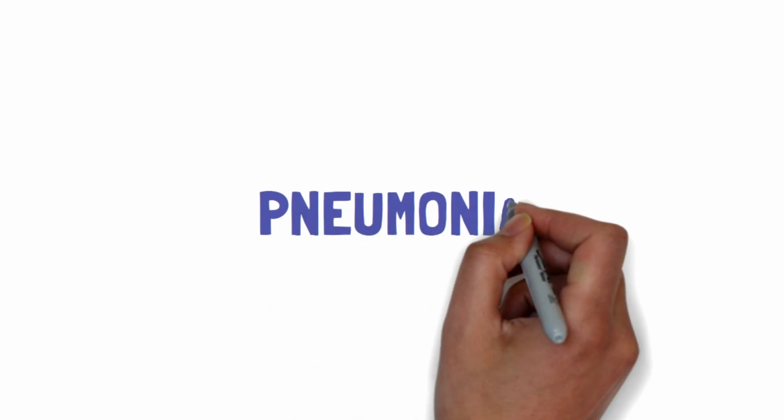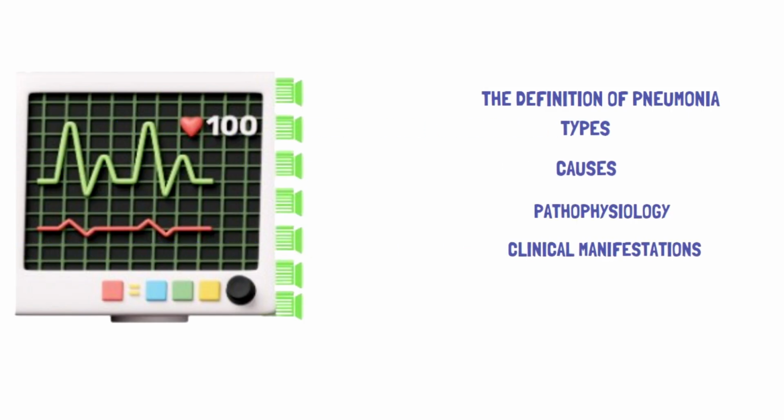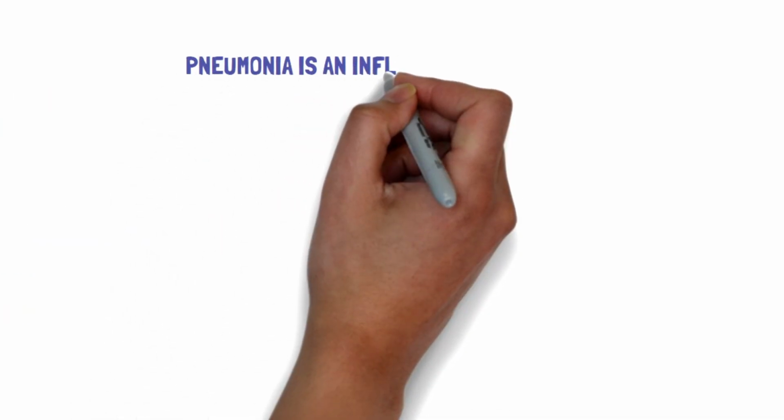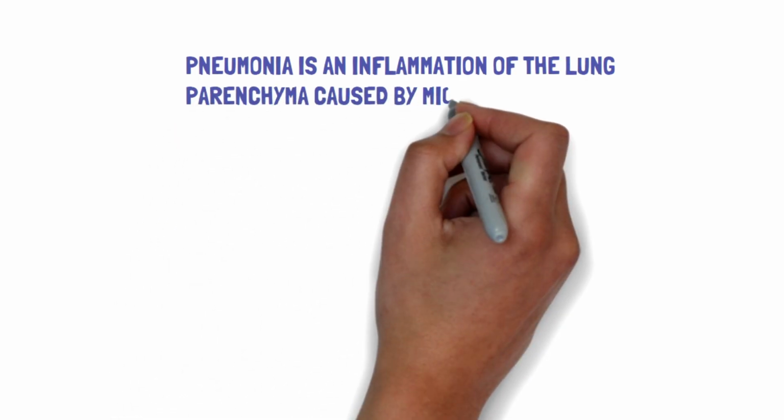In today's video, we'll talk about pneumonia. So what are we going to cover in this video on pneumonia? We will talk about the definition of pneumonia, types, the causes, the pathophysiology, clinical manifestations, diagnosis, and then the treatment. So what's pneumonia? Pneumonia is an inflammation of the lung parenchyma caused by microbes.